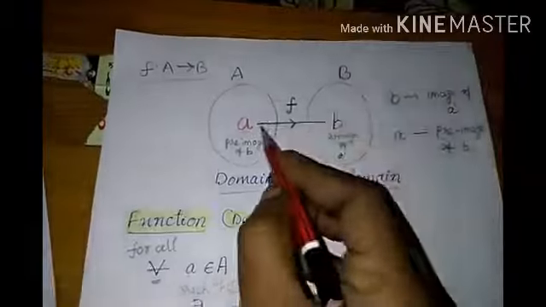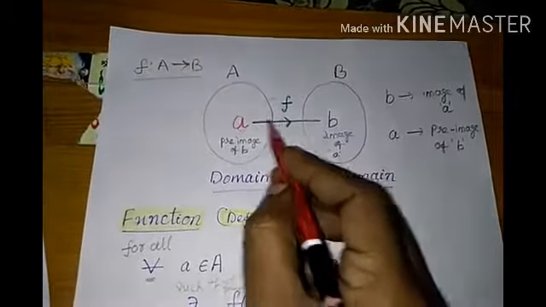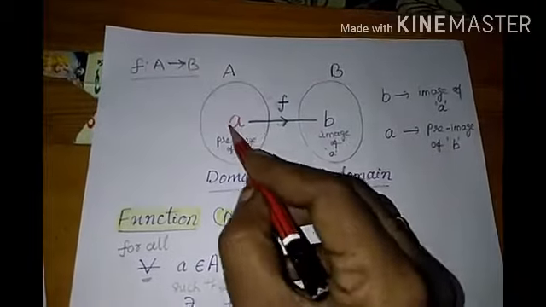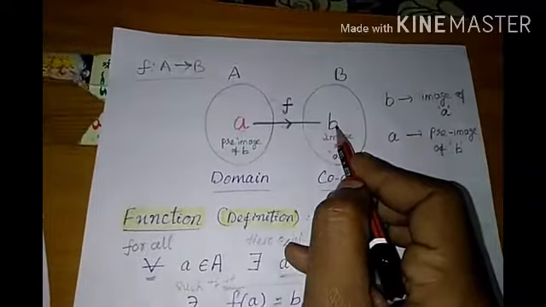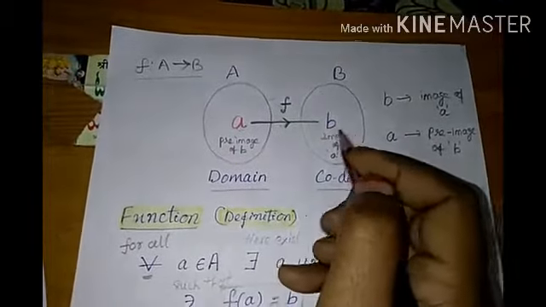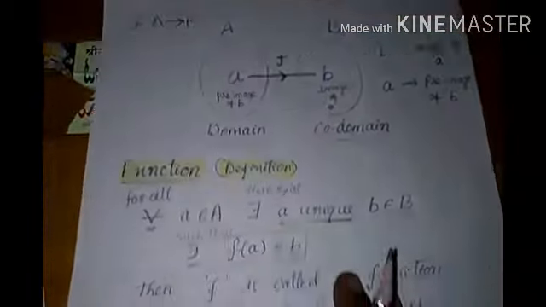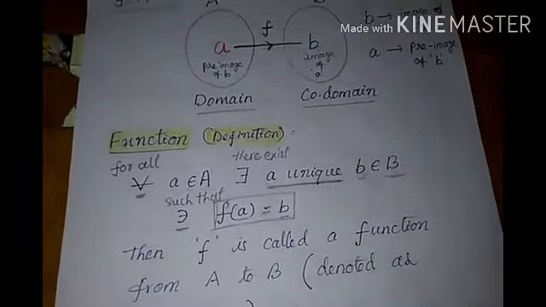If any element is mapped to an element in B, then in such a case A is called the pre-image of B, B is called the image of A. Okay, this is the definition of a function. Thank you.